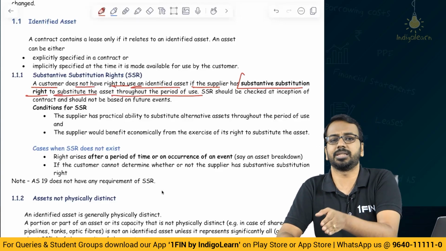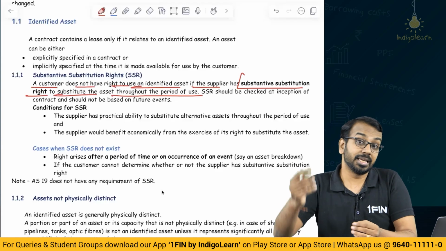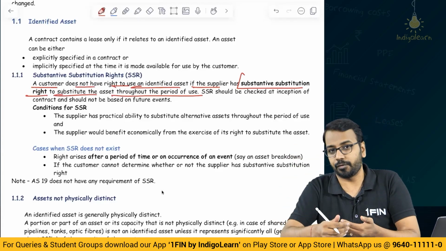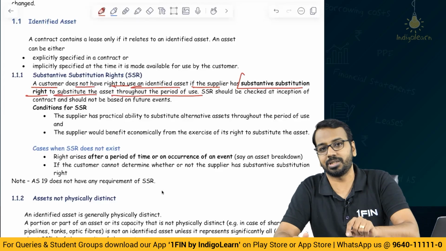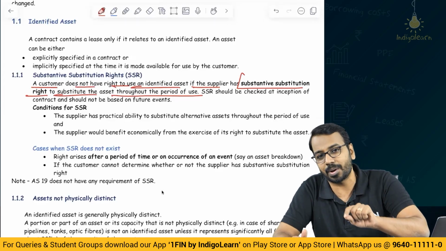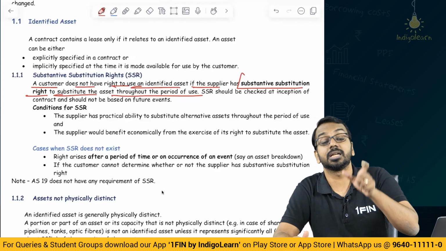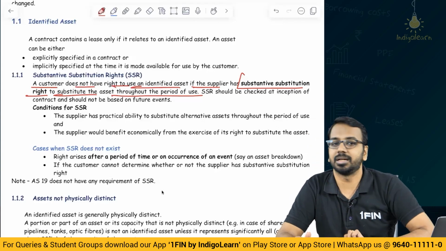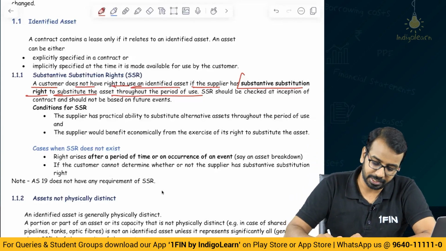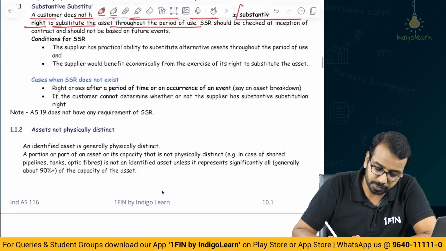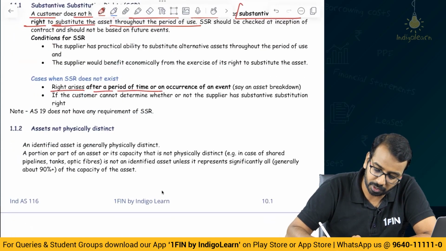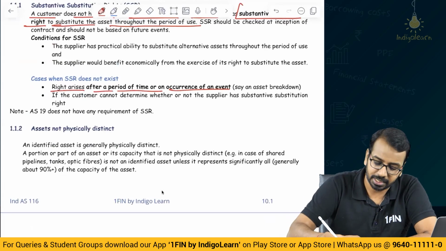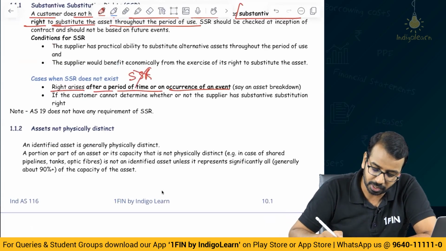We have discussed enough examples in the class. A simple thing that you have to keep in mind is, if the vendor has a substantive substitution right, if the vendor can make a profit or a gain by substituting that asset, and they can do it at any point of time during the lease contract, then it is not an identified asset, and in that case it will not be a lease contract, and it will not be covered under IndAS 116. If the right to substitute arises after a period of time or an occurrence of an event, for example, if you have taken a car and the car breaks down, then it has to be replaced, then it is not SSR. SSR does not exist.